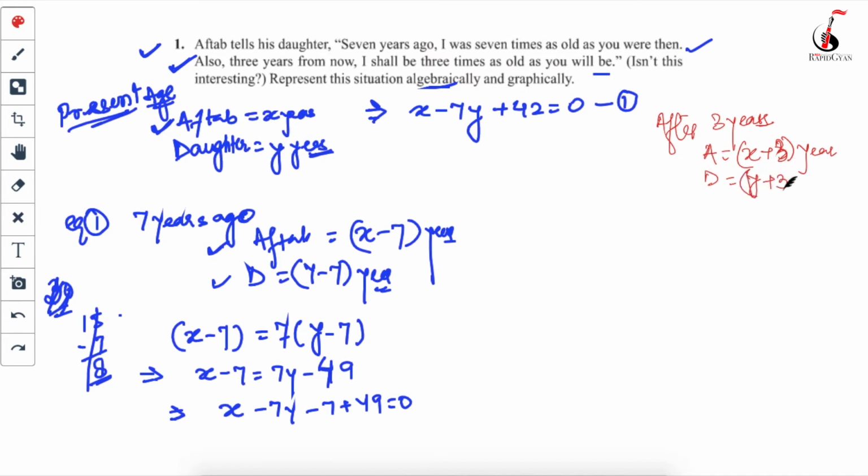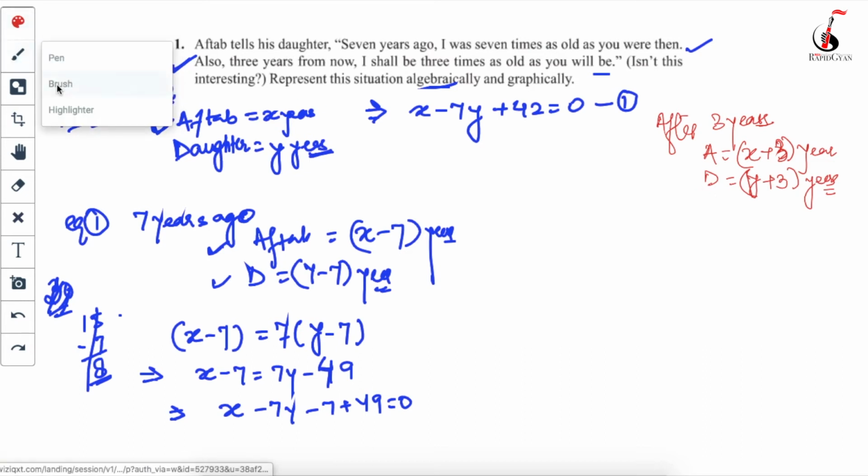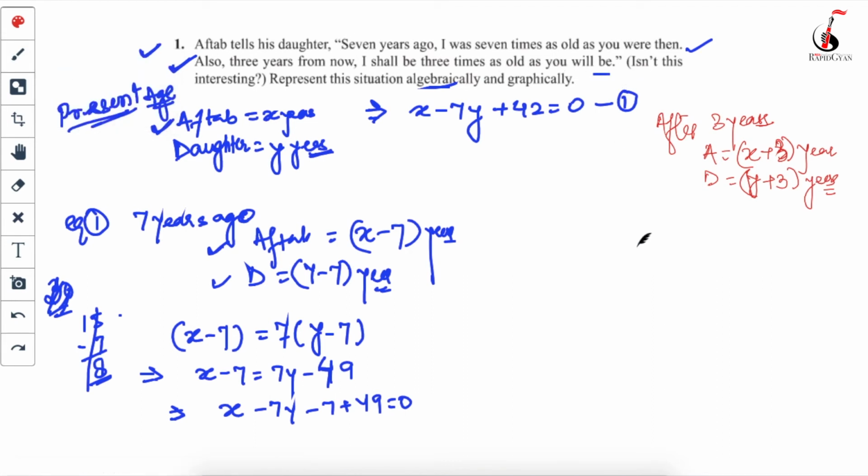Y plus 3 years. Okay, beta. So now Aftab is x plus 3 years and his daughter is y plus 3 years. And what's the condition given? The condition is that I shall be 3 times as old as you will be, meaning x plus 3, Aftab, will be 3 times as old as his daughter, meaning y plus 3, correct?